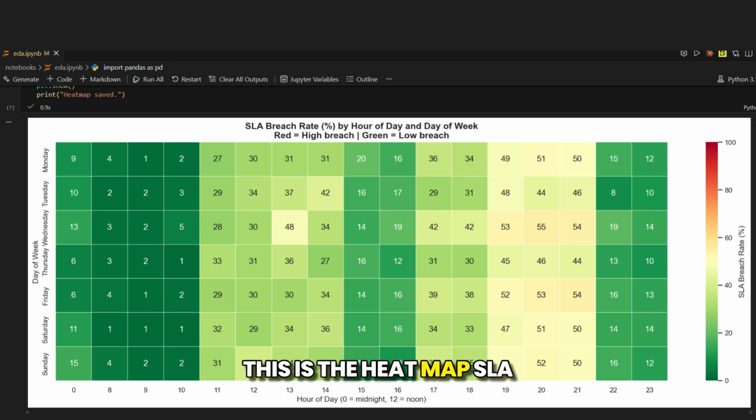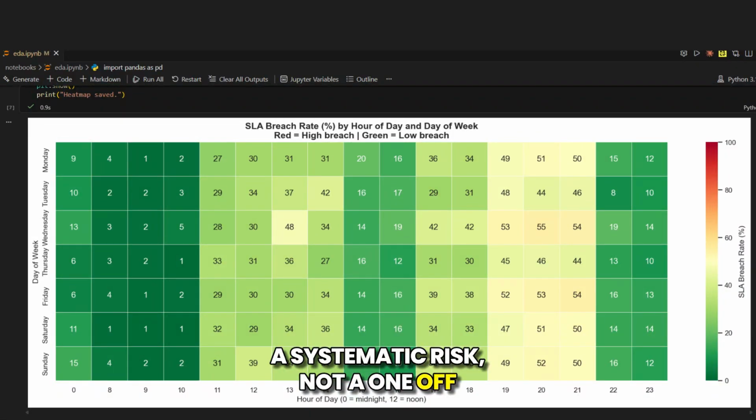This is the heat map. SLA breach rate by hour of day and day of week. The lighter cells are higher breach rates. If you look at the columns around hour 19 to 21, that's 7 to 9 p.m. You can see those cells are consistently lighter across almost every day of the week. The evening dinner window is a systematic risk, not a one-off.